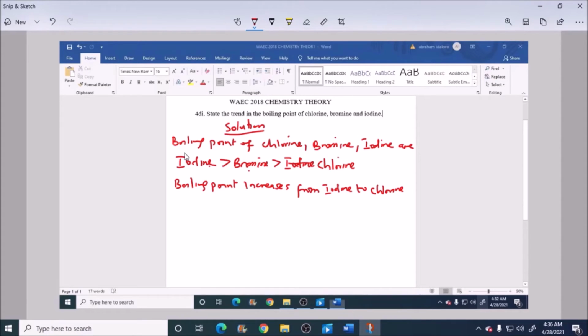So this is just the answer to question 4D Roman figure 1, that we have to state the trend in the boiling points of chlorine, bromine and iodine.